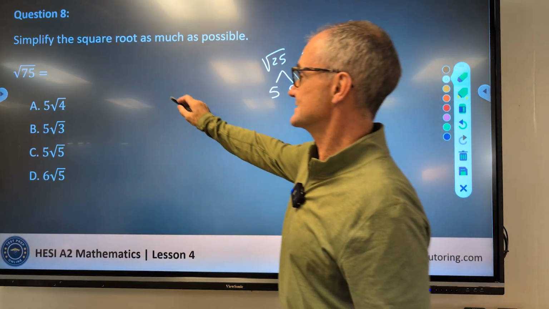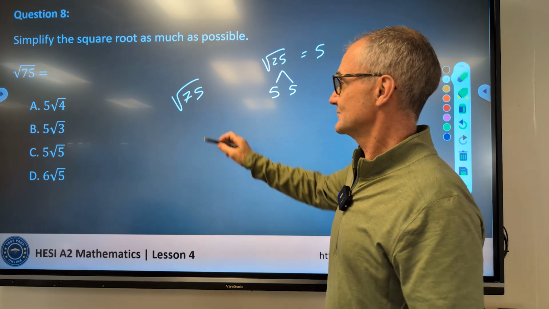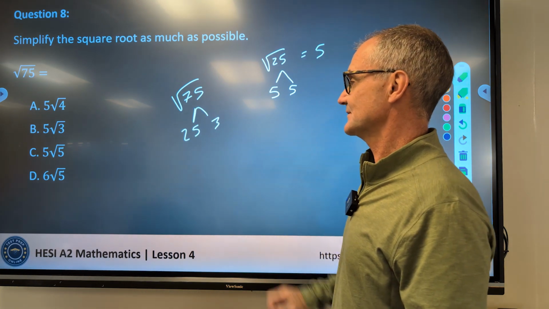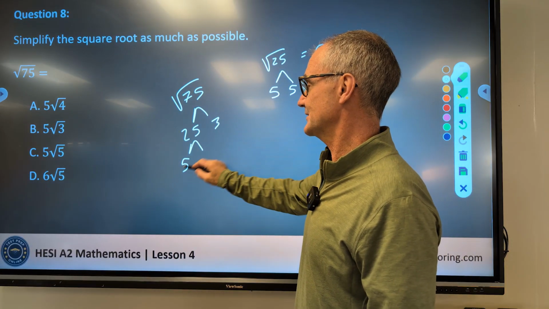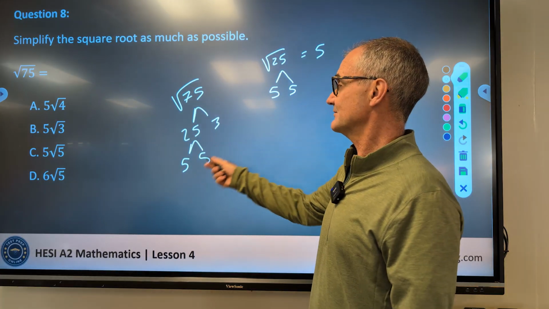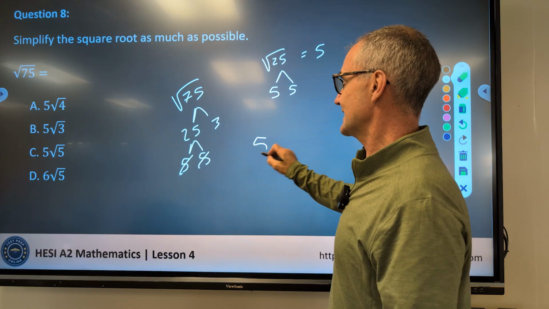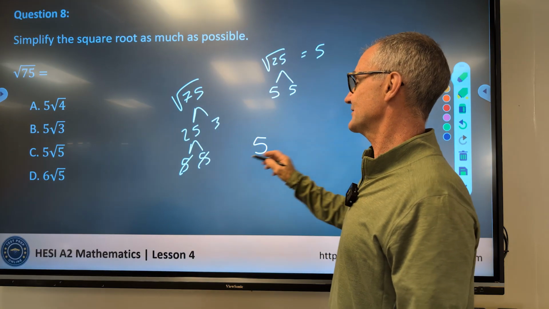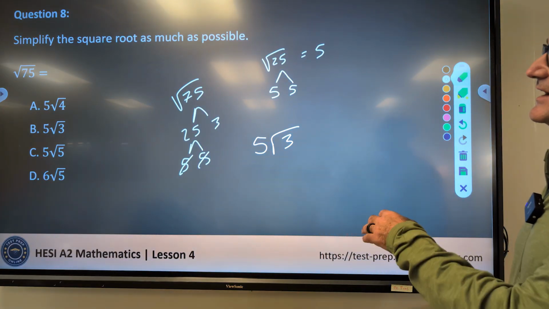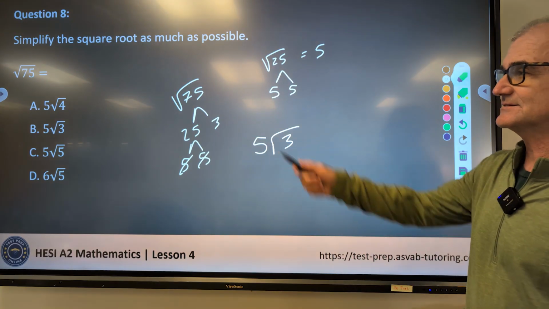So the square root of 75, I'm looking at the factors of 75. Well, 75 is made up of a 25 and a 3. A 25 is made up of a pair of 5s. I brought it all the way down to primes. For every pair, 1 comes out. So here's a pair of 5s, 1 comes out. There is no pair for that 3, so it stays in. So root 75 can be reduced to 5 root 3. So correct answer is answer B.